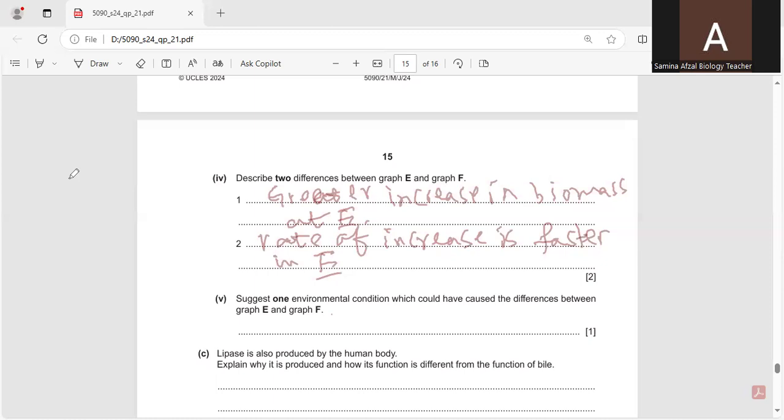The pH should be maintained, the temperature should be maintained. So they need to maintain all these different conditions. So move to the next question.